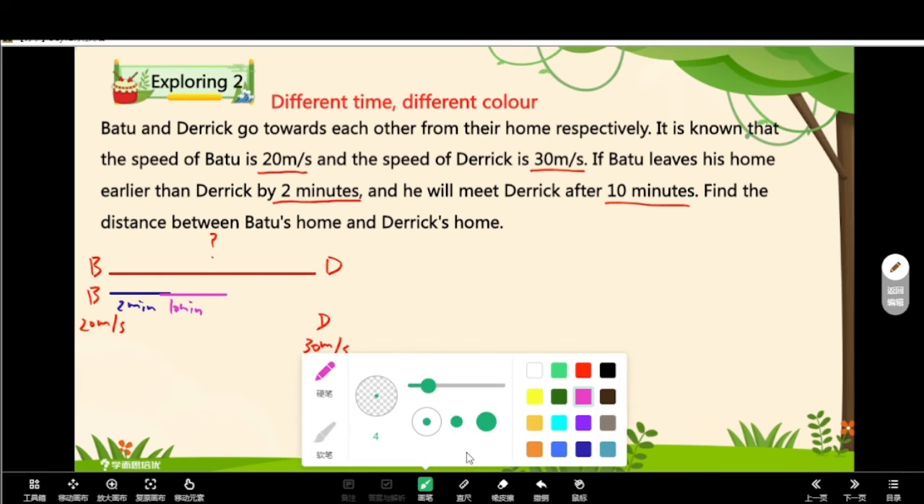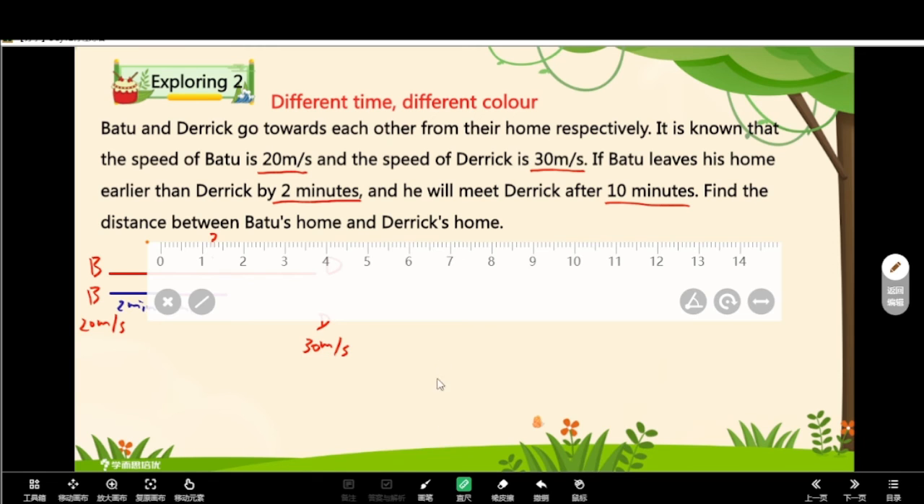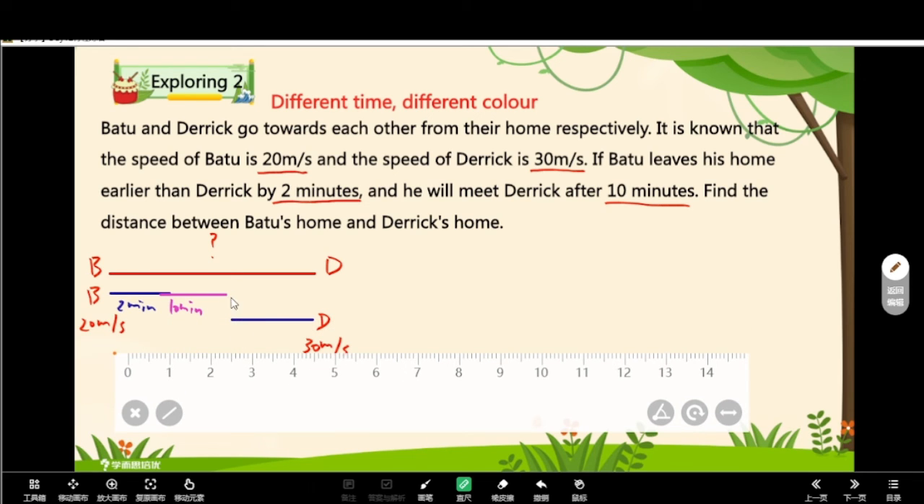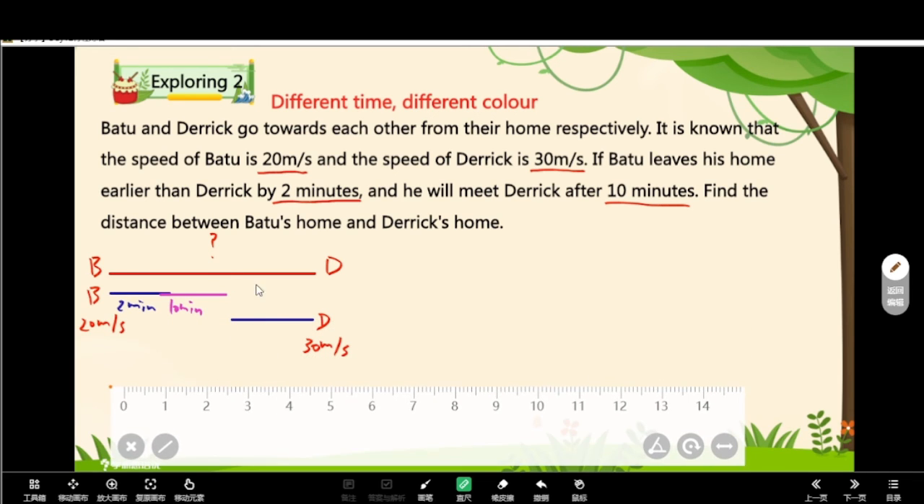Then how about Derek? Derek traveled from here to here, right? And he also used 10 minutes because he will meet Batu after 10 minutes. Okay, so now the diagram is clear enough, and what we need to calculate is the distance between Batu's home and Derek's home. You can observe from the diagram.